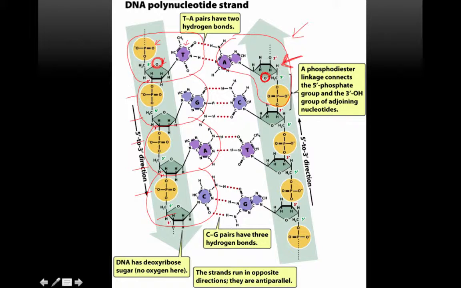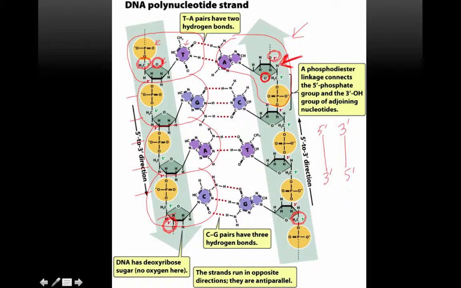We label the ends of the DNA molecule with a 3' or a 5' in reference to the carbon atom on deoxyribose that is closest to that end of the molecule. This particular illustration is showing you a DNA molecule that runs 5' to 3' on the left and 3' to 5' on the right. And those numbers refer specifically to carbon atoms on the sugar.